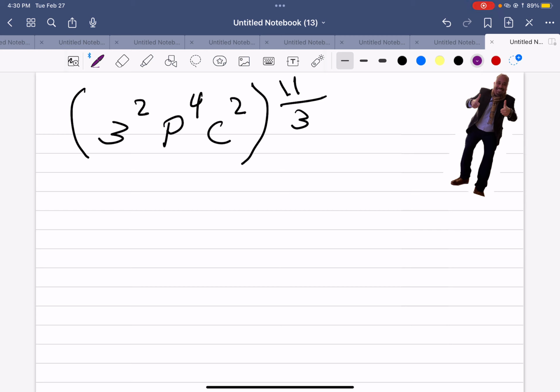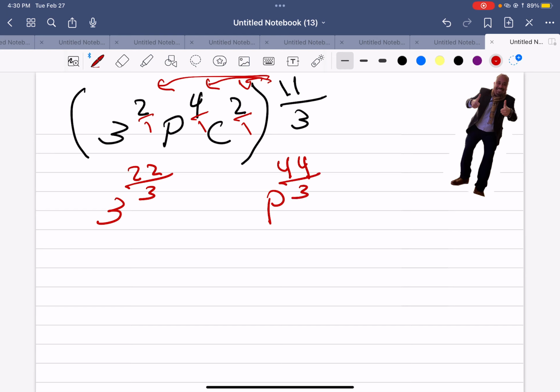In this one here, I'll do the same thing. So I'm going to divide this over 1, over 1, over 1. The first step, you're going to multiply each one. So it's going to be 11 times 2 is 22 over 3. P, 11 times 4 is 44 over 3. And C, 11 times 2 is 22 over 3.